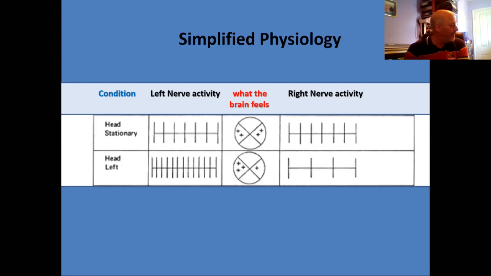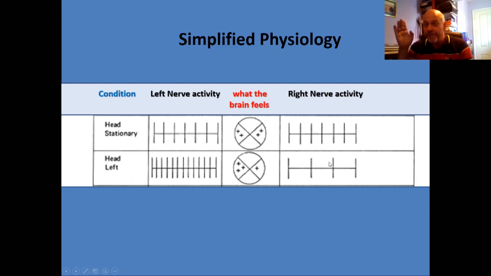So now I turn my head to the left. What happens is the left nerve fires a lot more. That might go up to 300 pulses per second. So the brain sees 300 on the left. Interestingly, the right nerve gets inhibited. So it goes down to 100 pulses per second. So the brain now knows when you turn your head at 90 degrees in half a second, the left nerve fires at 300, the right nerve fires at 100.